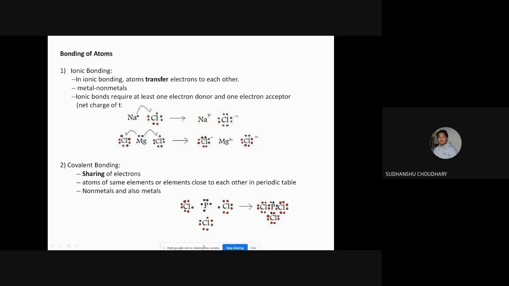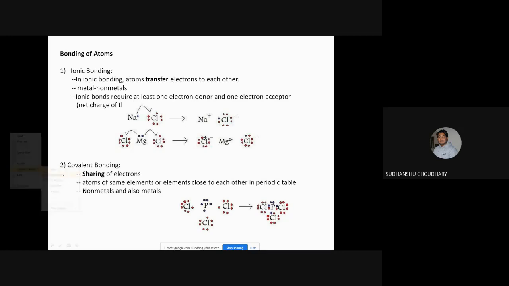Now let us talk about another important topic, which is bonding of atoms. Whenever a molecule is formed, atoms are bonded or connected together via bonds. These bonds could be either ionic bonds, covalent bonds, or metallic bonds. Three bonds are possible: ionic, covalent, and metallic.